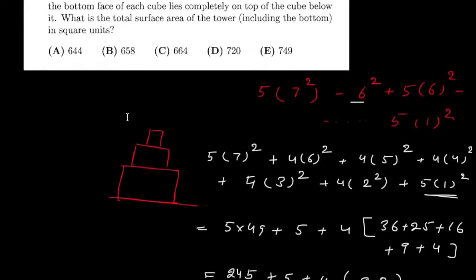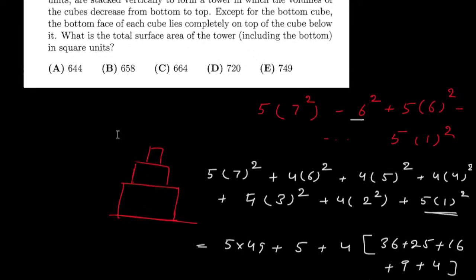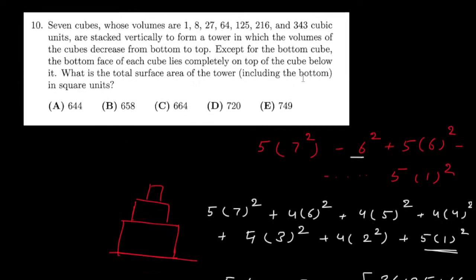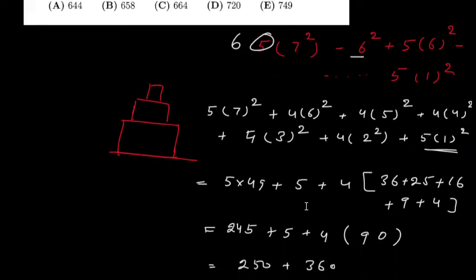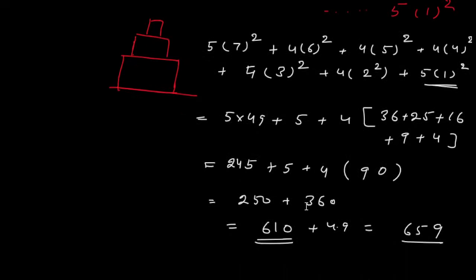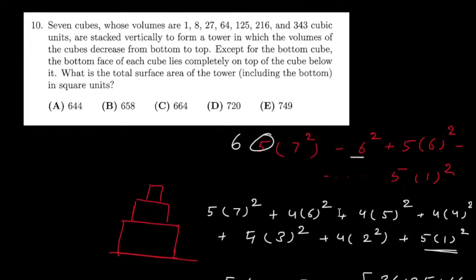Is 659 there? 658 is there, 659 is not there. So including the bottom, here we have to include the bottom surface area. That means here instead of 5 we should take 6. Okay, so that is fine. On the top here we have 5 times 1 square, which is 5 only. So I have not made any mistake. You check the calculation, maybe in calculation. 659.